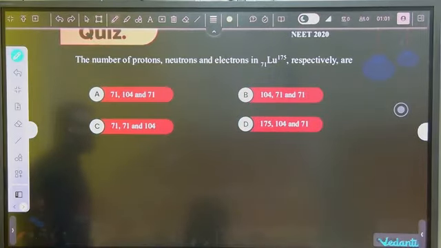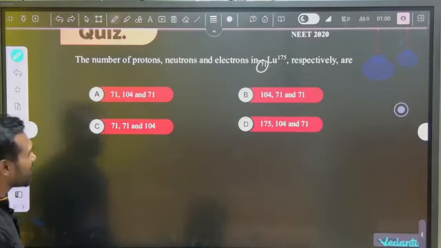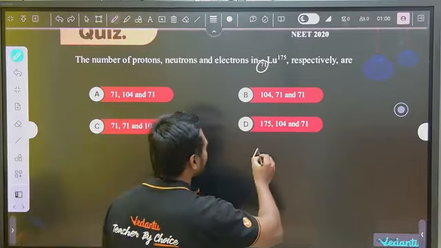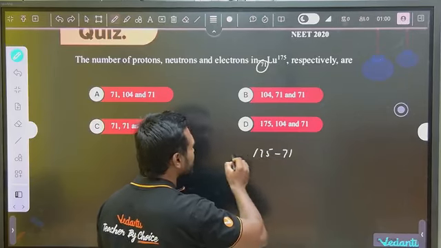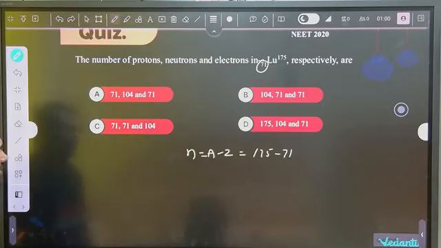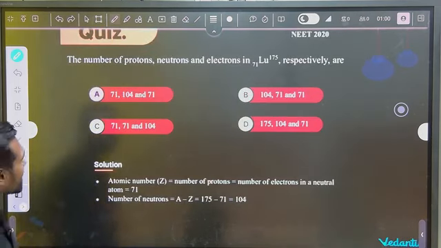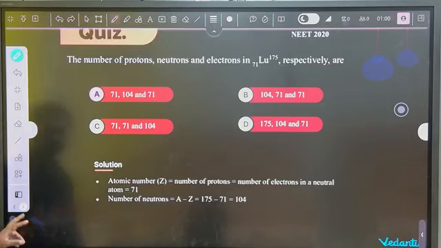Simple questions. So this is NEET 2020 question. The number of protons, neutrons and electrons in lutetium 175 and 71 respectively. Simple question, this one also. Whatever the number, this is the number of protons only, right? And they are asking the number of neutrons. Neutrons means 175 minus 71, because A minus Z. Electrons are also 71 only. So the answer is the first option: 71, 104 and 71.